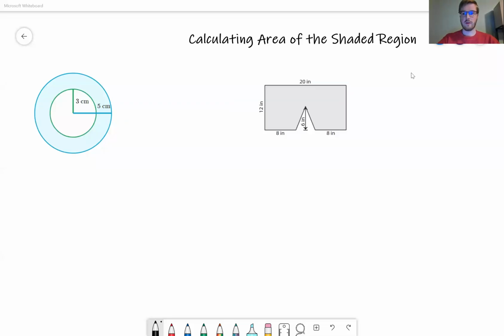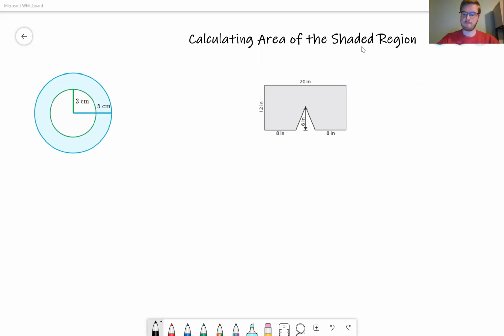All right, so let's talk about how we calculate the area of a shaded region. We've got a couple of examples here. On the left-hand side, we've got a circle inside of another circle, and we see that we have this blue area between the two circles. That's what we're going to start by trying to calculate the area of.